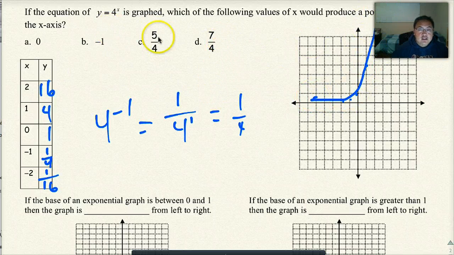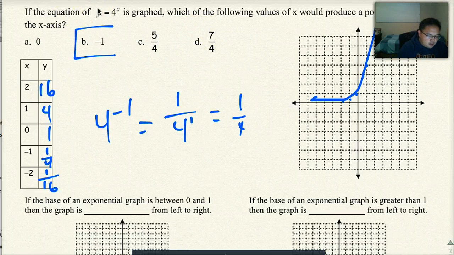So now the question asks, which one will produce a point closest to the x-axis? You notice that it gets closer to the x-axis as my number gets more negative. So the answer, which will give me the point closest to the x-axis, is going to be B, -1. Okay?